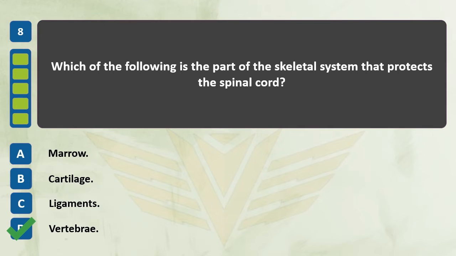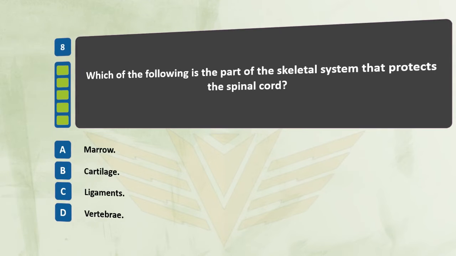Answer: D. Marrow, choice A, is the soft tissue within the bone and does not protect the spinal cord. Cartilage, choice B, is a smooth, slippery covering on the ends of bones that acts as a shock absorber. Its purpose is not to protect the spinal cord. Ligaments, choice C, are one of the ways in which bones are joined and move together. They do not protect the spinal cord. The vertebrae, found in your back, do indeed protect the spinal cord. Choice D is the correct answer.